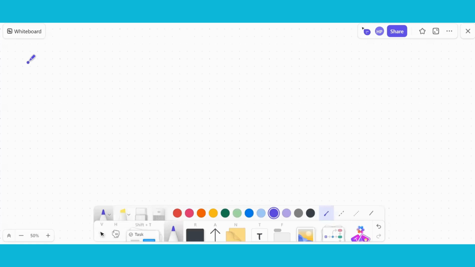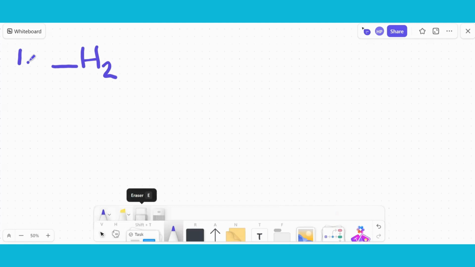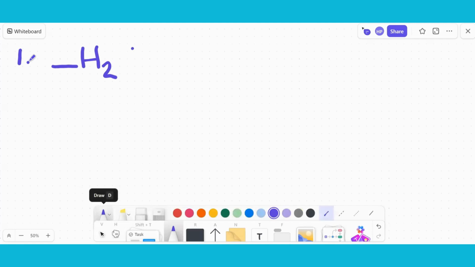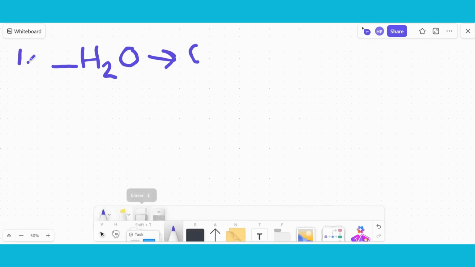So the first problem I'm gonna do is a decomposition reaction of H2O, or water as we know it. That's an ugly O. Let me redo that. So water can decompose into oxygen gas and hydrogen gas.